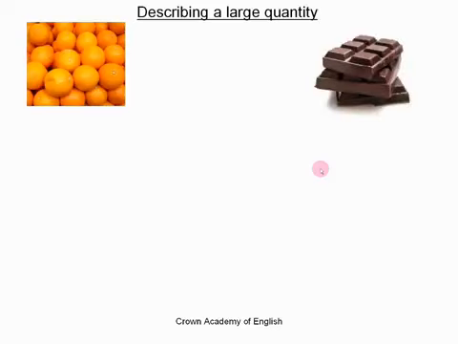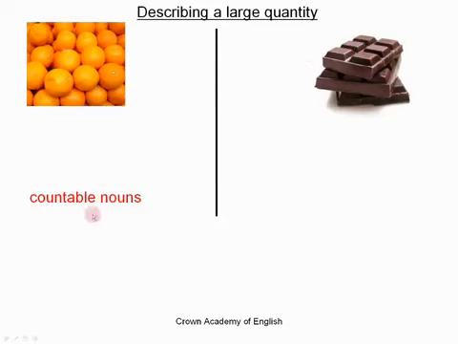And on the left we have some oranges, and here we have some chocolate. So on the left, this is an example of a countable noun, because we can say either orange or oranges. We can count an orange. But on the right, this is an example of an uncountable noun. This is chocolate.